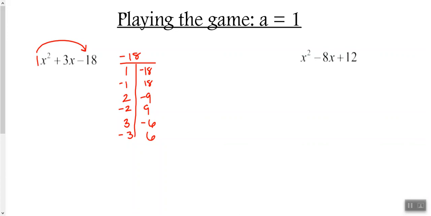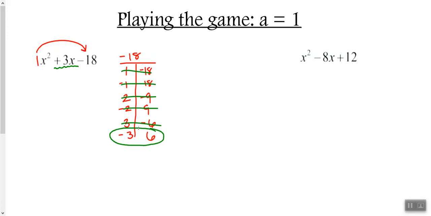Now what I have to do is go through each of these and figure out when I add them together, which one will equal the middle term. So I'm looking, which one of these will add to a positive 3? So 1 plus negative 18. No, that doesn't give me positive 3. Negative 1 plus 18. No. 2 plus negative 9. No. Negative 2 plus 9. No. 3 plus negative 6. That gives me negative 3, so no. Negative 3 plus 6. That gives me positive 3.